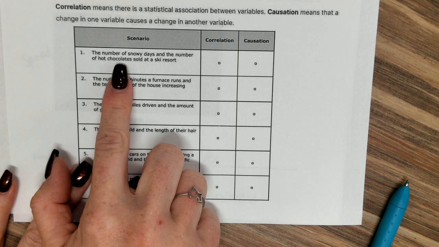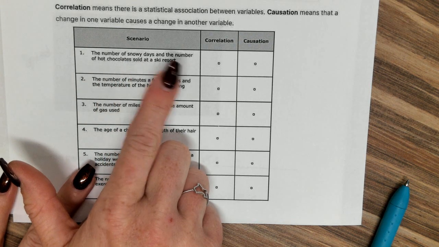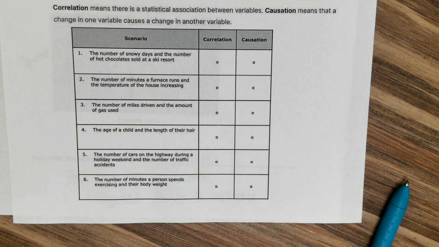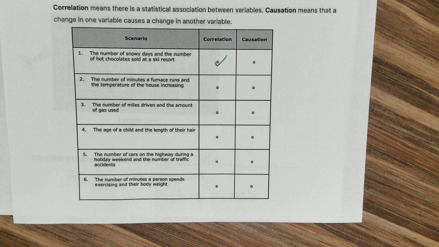All right, y'all ready? The number of snowy days and the number of hot chocolates sold. Do you think it's correlated, like it has something to do with each other, or do you think it will absolutely cause something? It's correlated. It will probably happen, right?